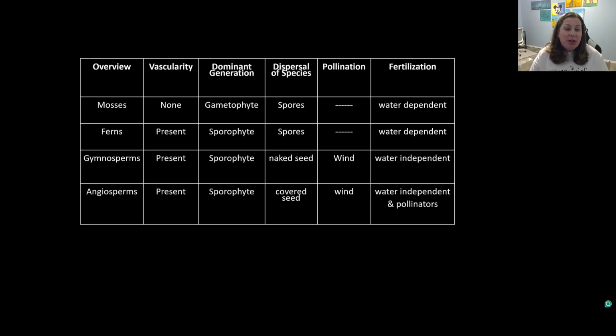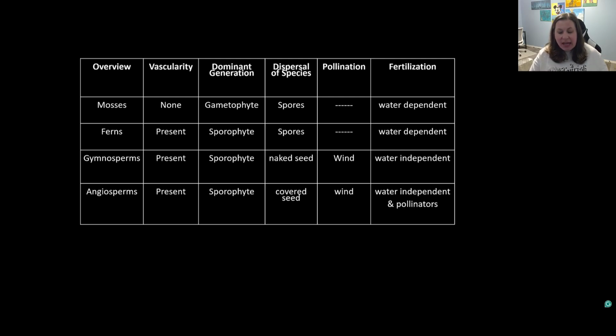We then have the gymnosperms. Yes, they do have vascular tissue. Their dominant generation is also the sporophyte. They disperse their species through seeds, but specifically seeds that are considered naked seeds. They're not covered in a fruit. These are found inside of cones. Pollination does take place with the use of wind. And we do see fertilization is water independent. We don't have to rely on water for pollination to occur.